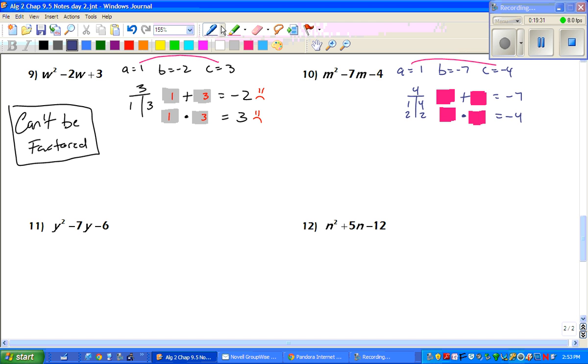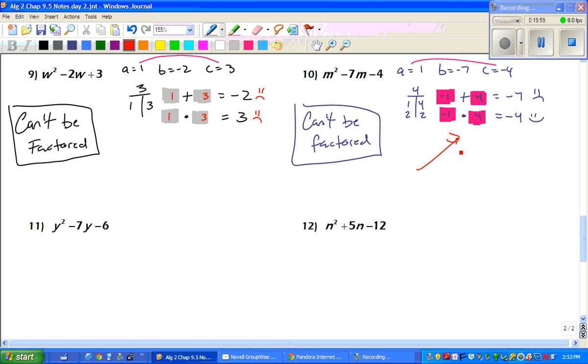Can you guys think of anything? Because 1 and 4 doesn't get us to 7. Like we can do negative 1 times 4, and that works here. But negative 1 plus 4 doesn't work. And I know if we do the 2's, we're going to get the same thing. So once again, this can't be factored, okay? And when you do problems like this, you need to show your work, and this is right there showing your work. Okay, that proves to me that you tried this.